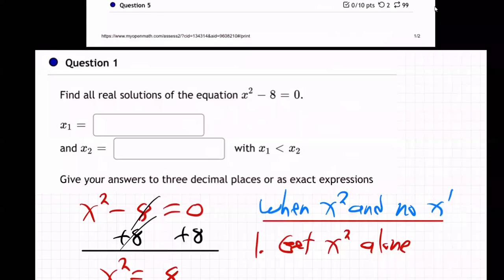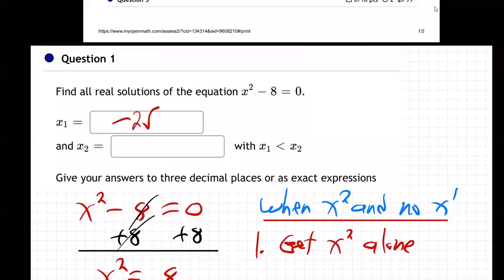Come back here. Now, they want the lower one first. They want the negative first and then the positive. You don't have to put positive on that one. How do I know? It says right here, x1 is lower than x2. X1's got to be the lower one. Or you could just figure that out in your calculator. If you take your calculator, this will come, I think, 2.828, if I remember right. Let me double check.